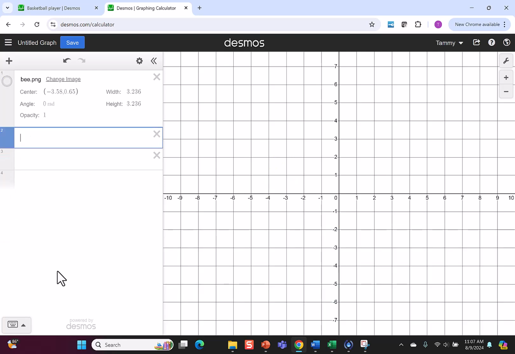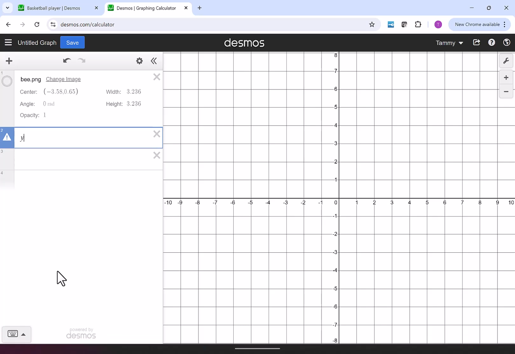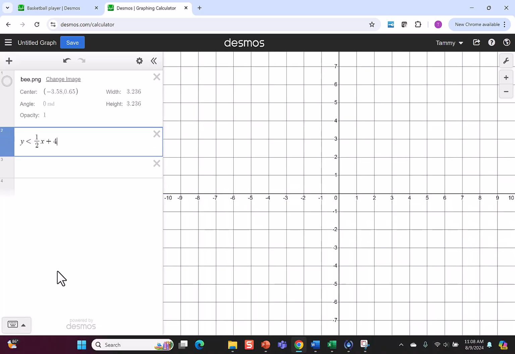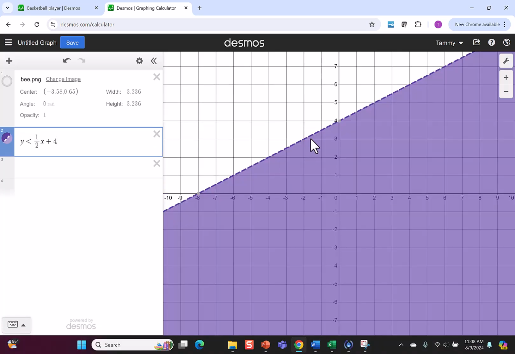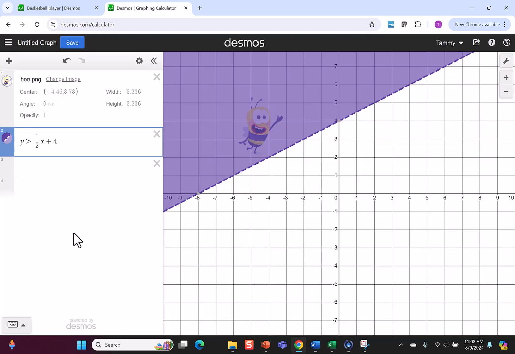Let's try a line with a slope. Let's say y is less than 1/2 of x plus 4. I see a dashed line to show the strict inequality, and we can see it's shaded below. We can place our character back on the line, and you can see, standing on the line, the shading is below where the image is standing. If I change the inequality to greater than, you can see the shading is above the line.